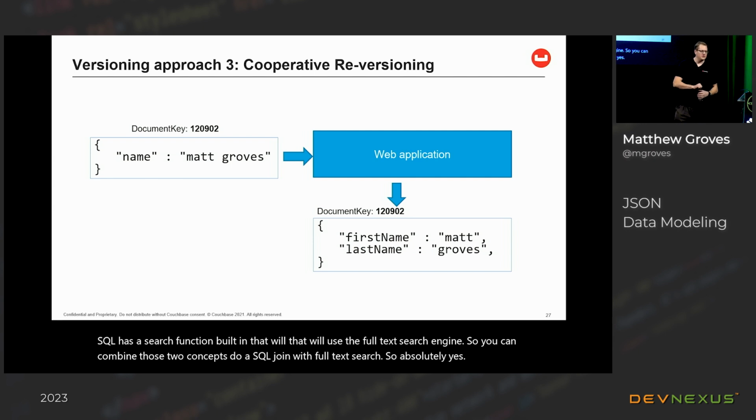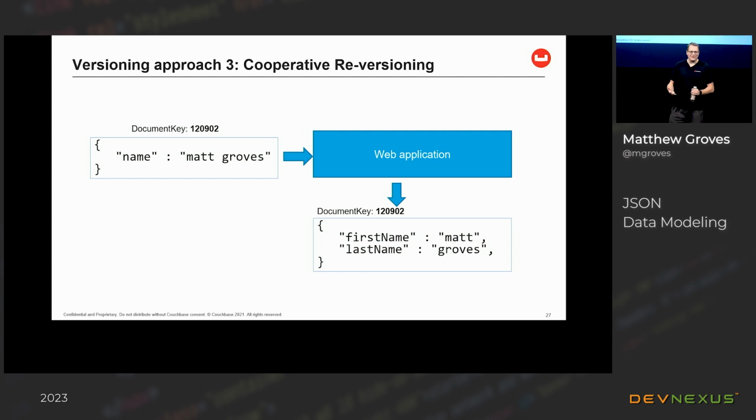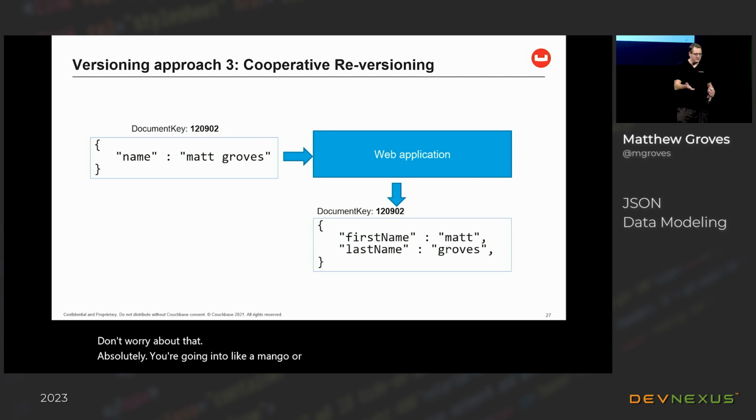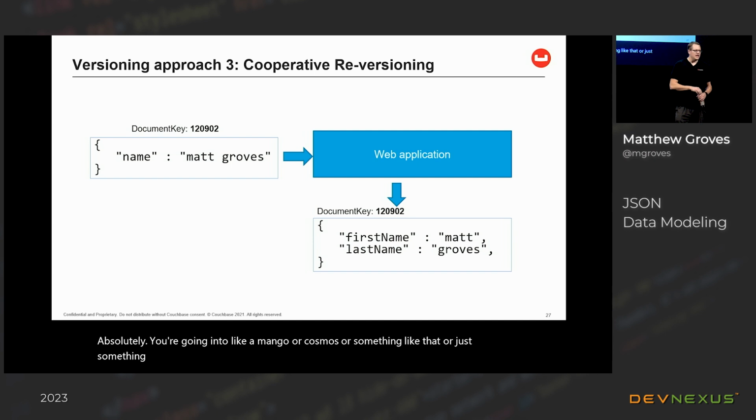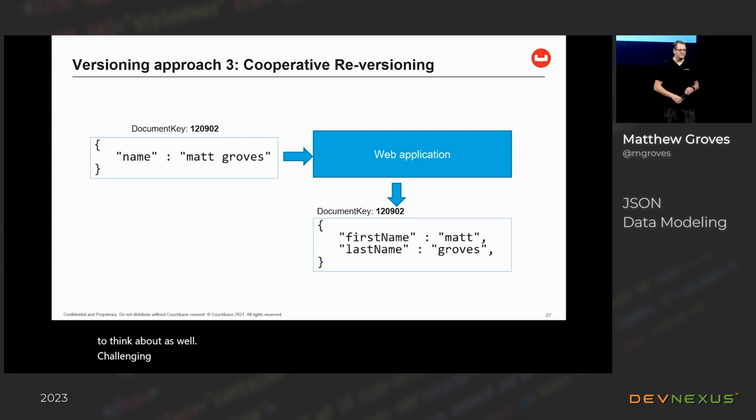So the question was, what about partition keys when modeling JSON? I'm happy to say with Couchbase, no need to worry about that. Sharding, partitioning is completely automatic, which is one of my favorite things about it. But absolutely, if you're getting into Mongo or Cosmos or Cassandra, things like that, partition key is going to be something you have to think about as well, because that's going to affect performance. Something I don't think about too much, sadly. So that can be a challenging thing to work on.